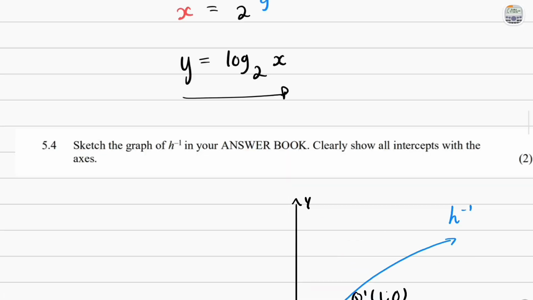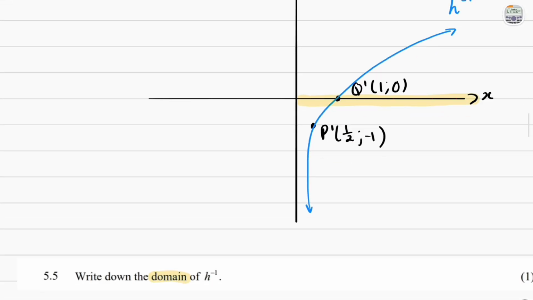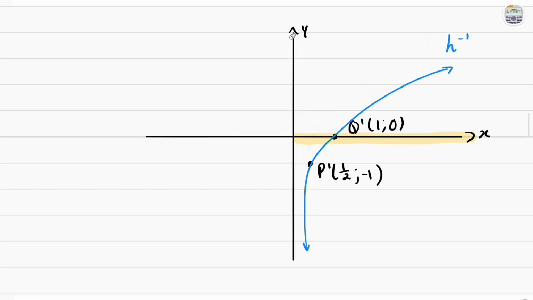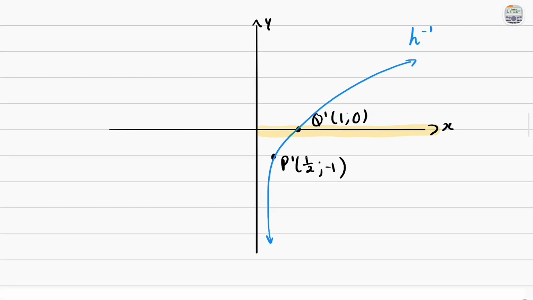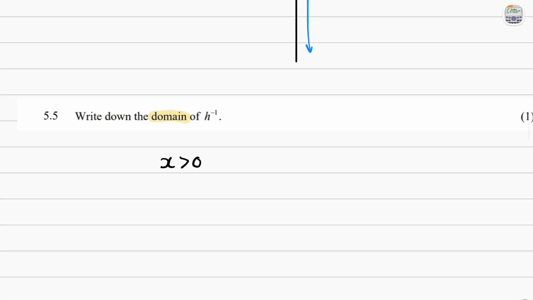And the reason why is because you see how this had a horizontal asymptote at y equals 0. Okay, so on that x-axis, then this will have a vertical asymptote at x equals 0. Okay, so it means that it's not going to touch the y-axis, but it's going to move closer and closer, meaning all the x values of this graph lie where x is greater than 0.